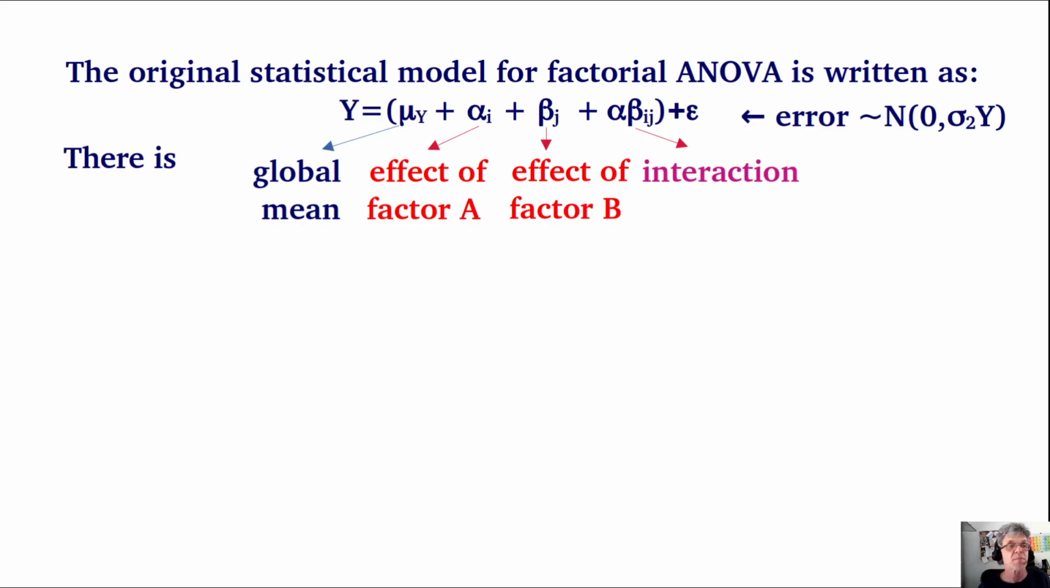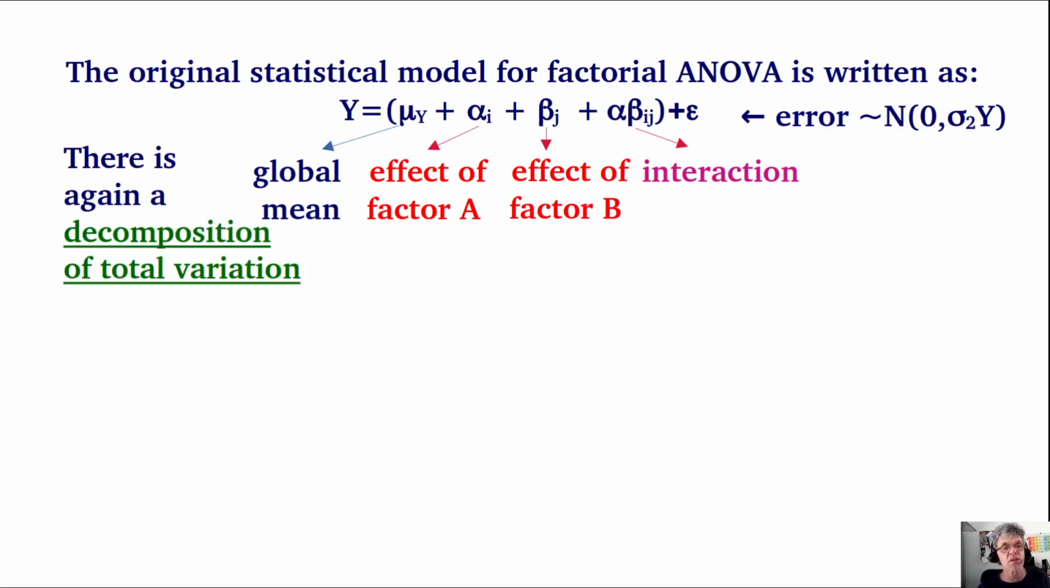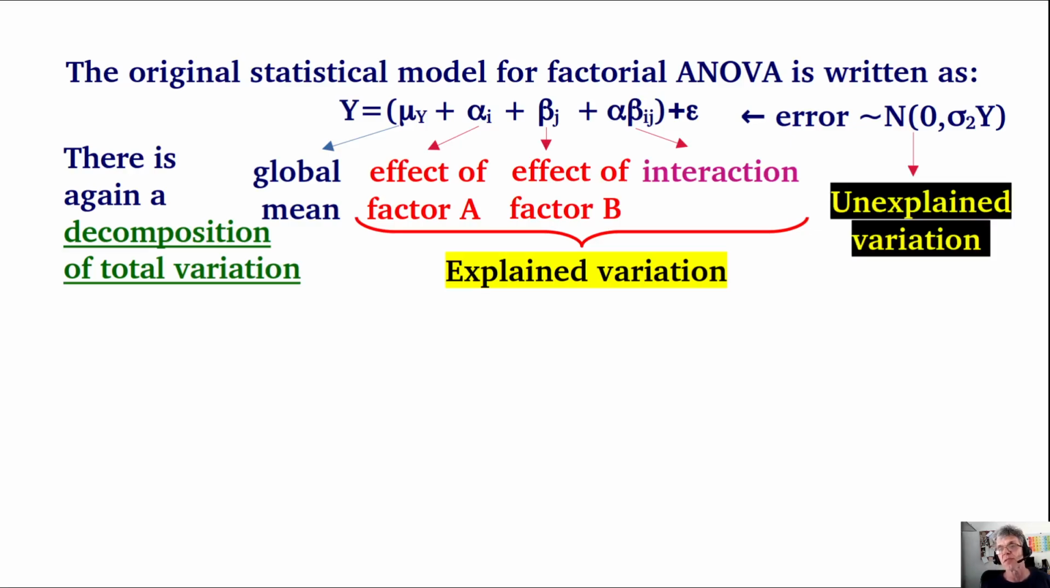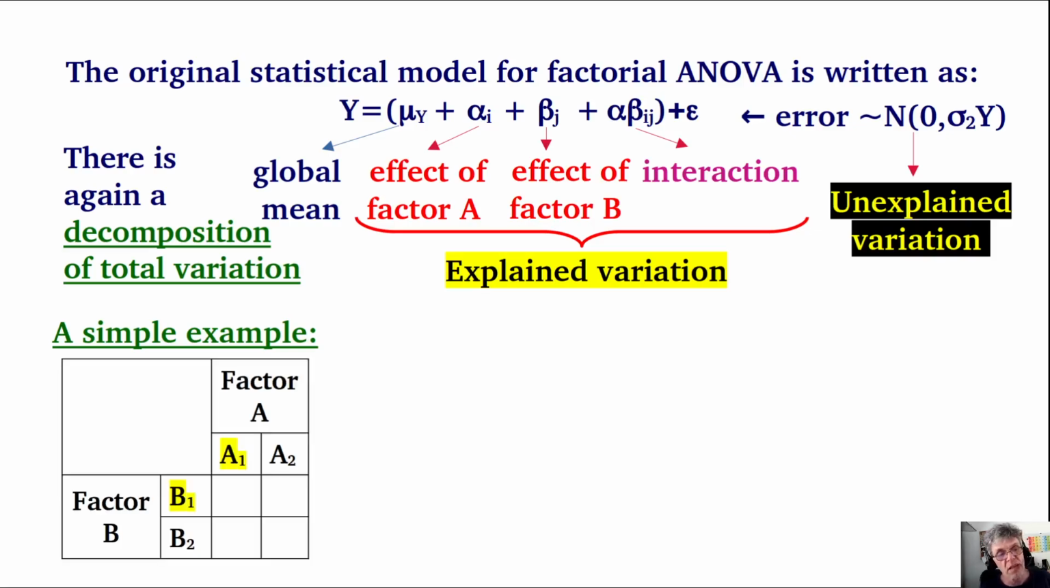sigma square of y. There is again a decomposition of the total variation, as was explained in the previous video on the one-way analysis of variance, in the sense that there is a given amount of variation explained by the effects and interactions of the explanatory variables, and the unexplained variation associated with the error, or variation around the mean. So let's use a simple example with two factors, A and B, each of which has two levels.